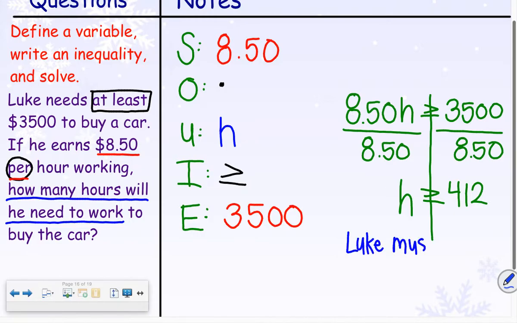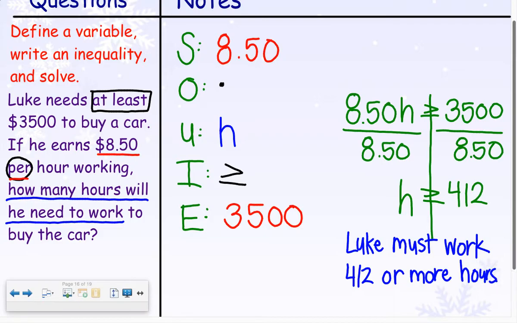So Luke must work 412 or more hours, because it's greater than or equal to, in order to pay for this car.